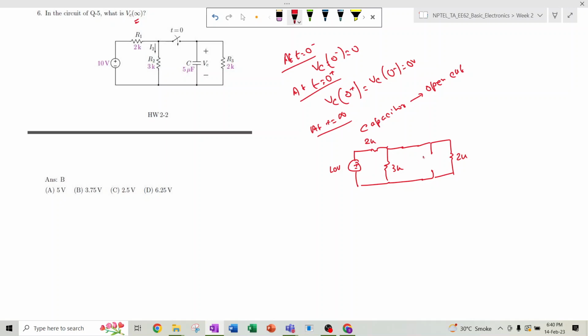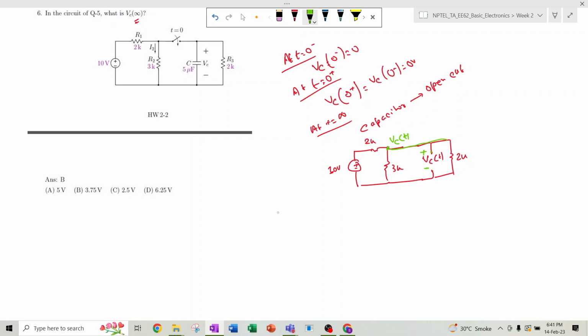So this is nothing but the Vc(t). At t equal to infinity, this is 10 volt. At time t equal to infinity, what is the voltage coming across the capacitor? Now here this is also Vc(t) at time t equal to infinity, because this node and these nodes are all the same.